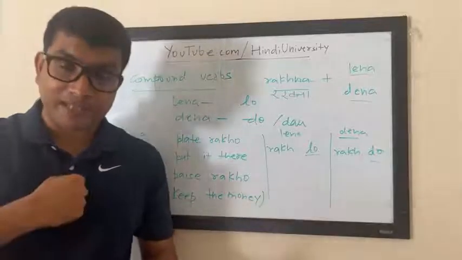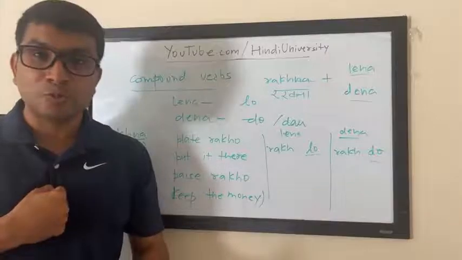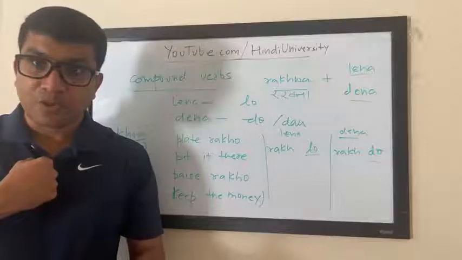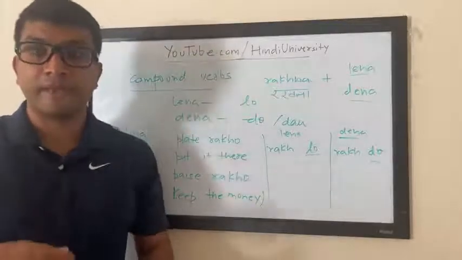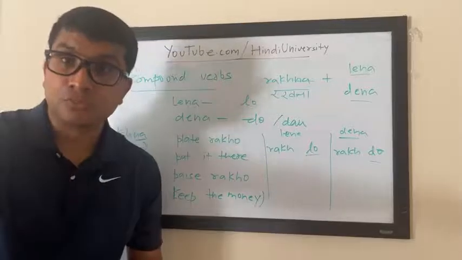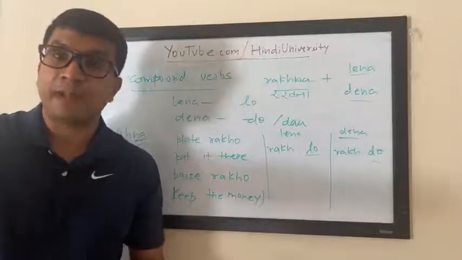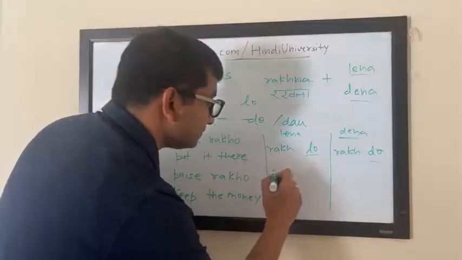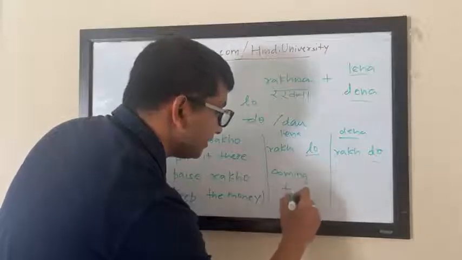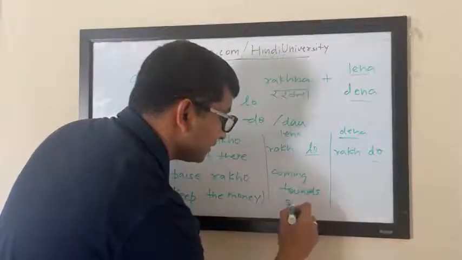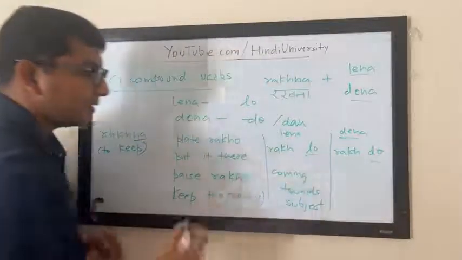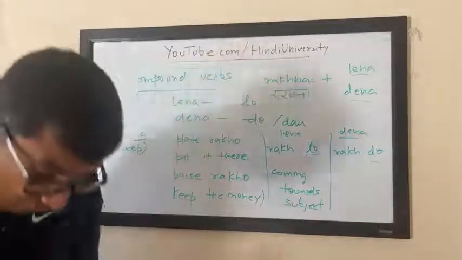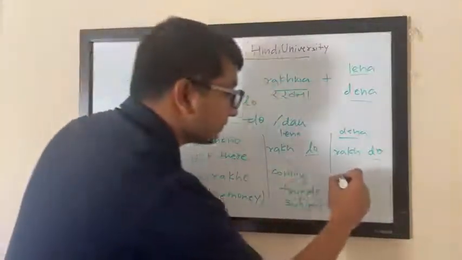मैं किताब लेता हूँ, मैं खाना लेता हूँ, मैं हेल्प लेता हूँ. It's coming to me. Versus मैं पैसे देता हूँ, मैं गिफ्ट देता हूँ. So you see the action of my hand when I'm doing lena, it's coming towards the subject. When I'm doing dena, it's not coming toward, it's away from the subject.